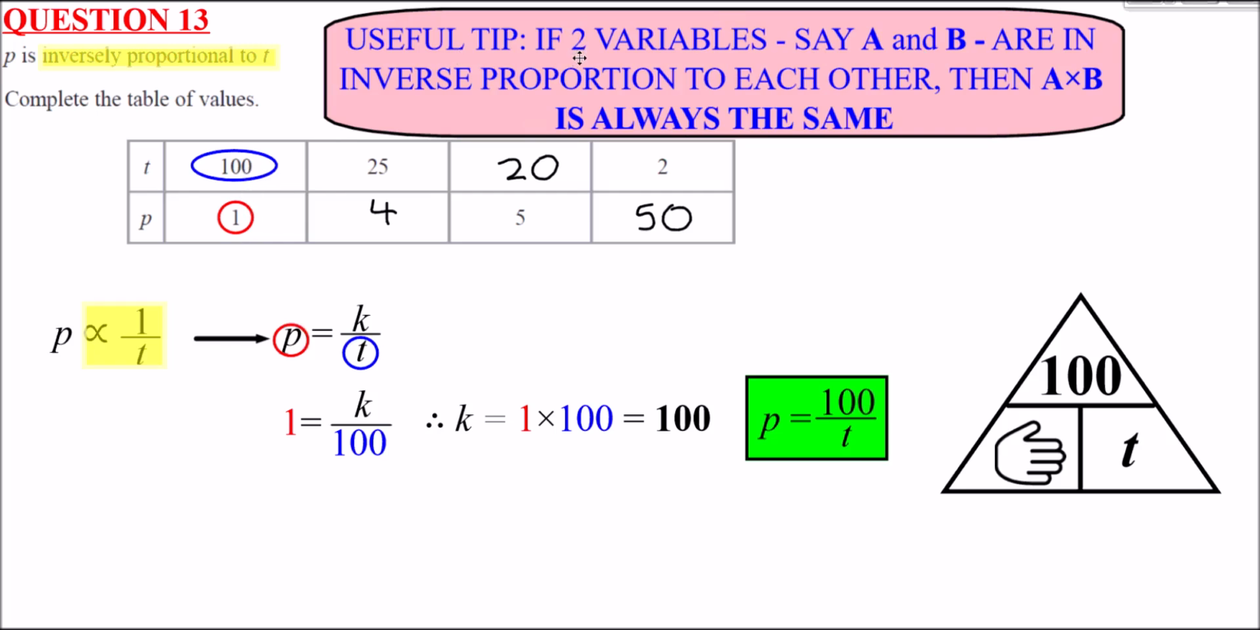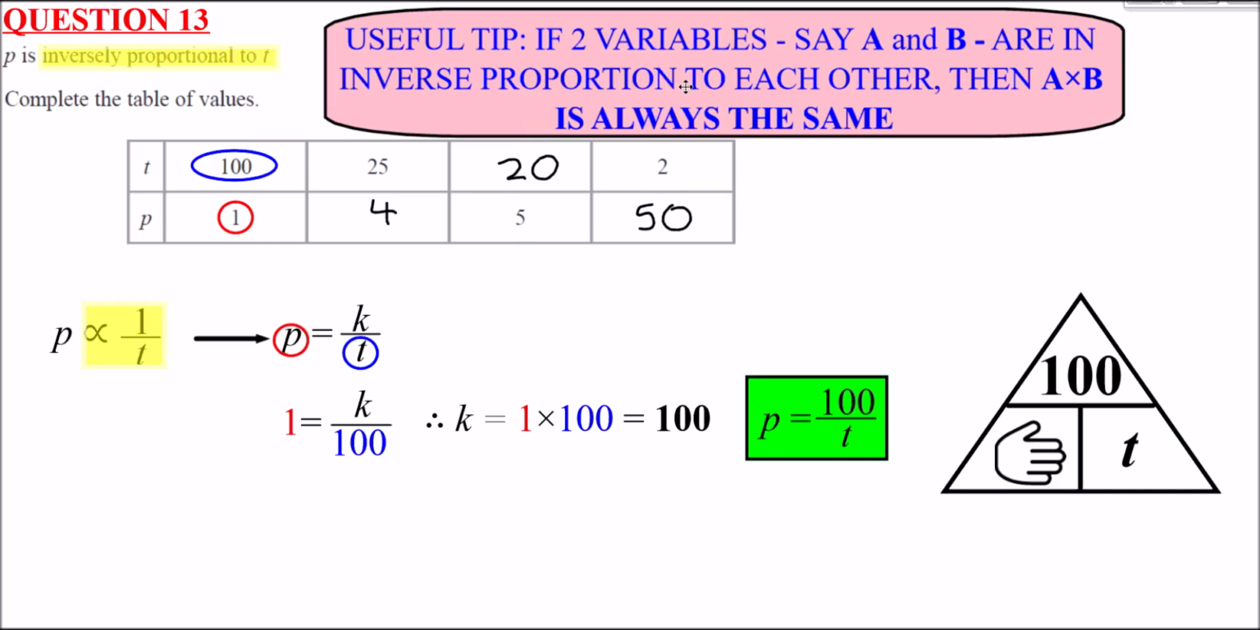So with this trick we should know that all of these pairs, when you times them, need to be 100. So 25 multiplied by what gives us 100? That has to be 25 times 4. 5 has to be multiplied by 20, and 2 needs to be multiplied by 50 to get to 100.